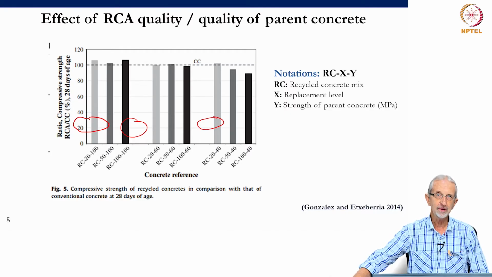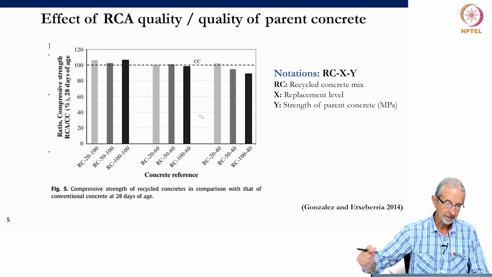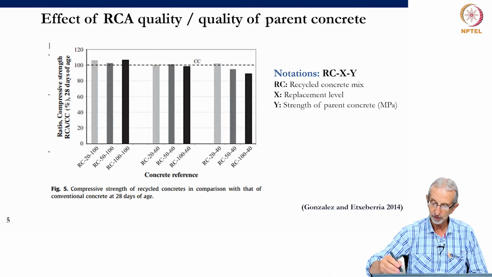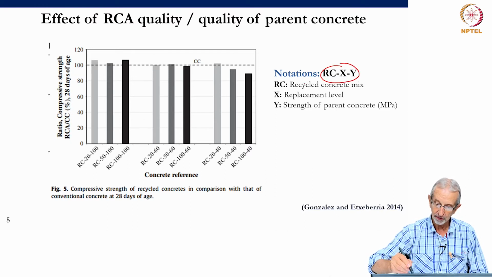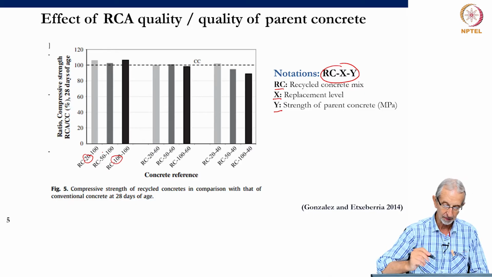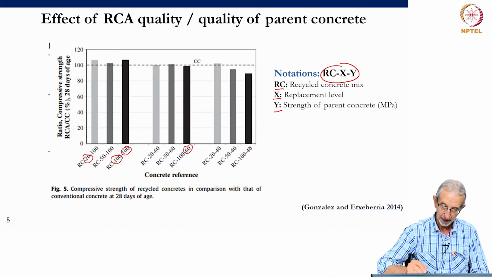And here we look at the effect of the RCA quality and the quality of the parent concrete. In this case, in the left-hand diagram here, what we can see is a ratio of the compressive strength of RCA concrete against conventional concrete. And in this case also, we have this notation. So we have the recycled concrete, we have the replacement level, and we have the strength of the parent concrete. So for example, here we have a replacement level of 20% up to 100 with 50 in the middle, and we have three different concrete strengths. The original concrete's 100, 60, and 40.